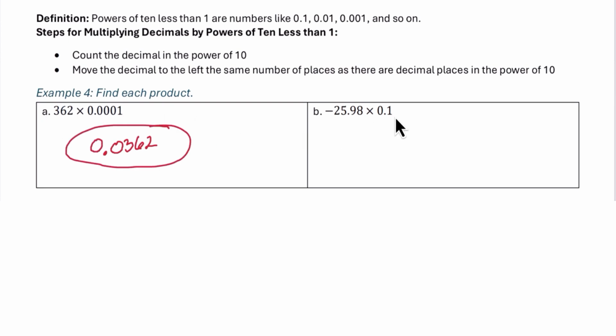In this example, we have 1/10. It is a power of 10 less than 1. So we need to move the decimal to the left 1 time because there is 1 decimal place in this power of 10. We'll move the decimal 1 time to the left. That will give us 2.598. And notice we have a negative times a positive. That is a negative product.